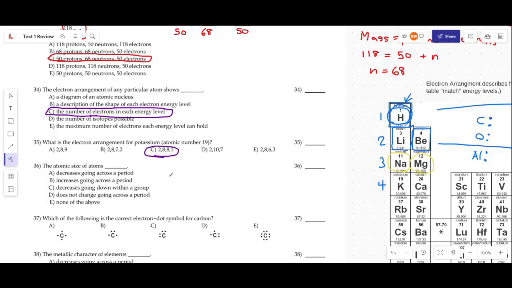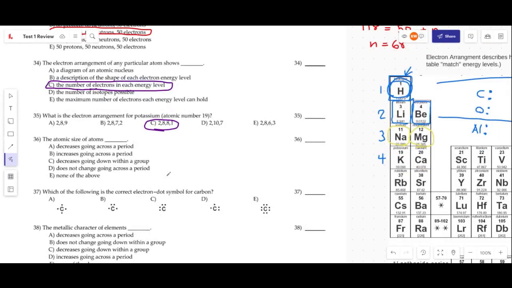All right. So 36 says the atomic size of atoms does what? Did you do periodic trends? It increases. Yeah. So I hate to say it, but B is actually not correct. You're like, what? A, you are correct. A, decreases going across a period. So it actually decreases, and I'll explain why.